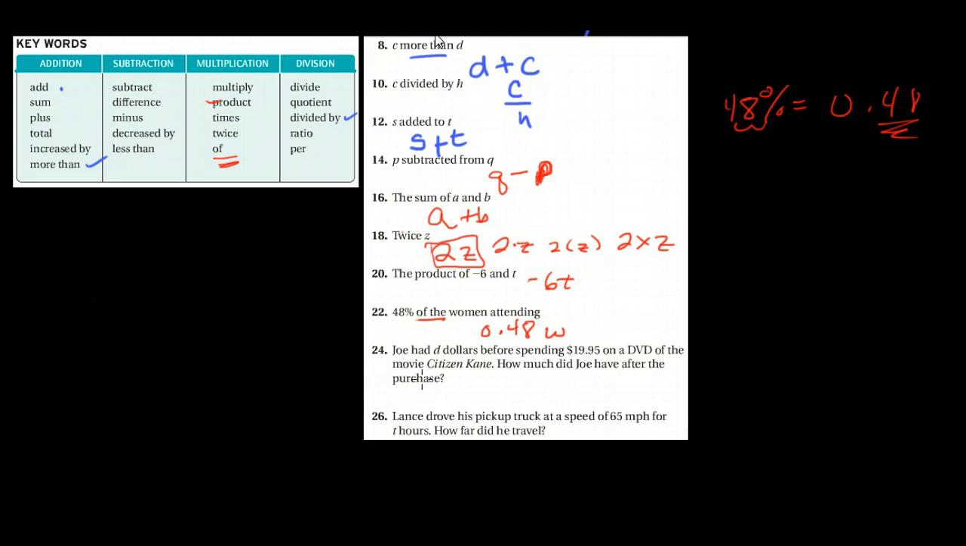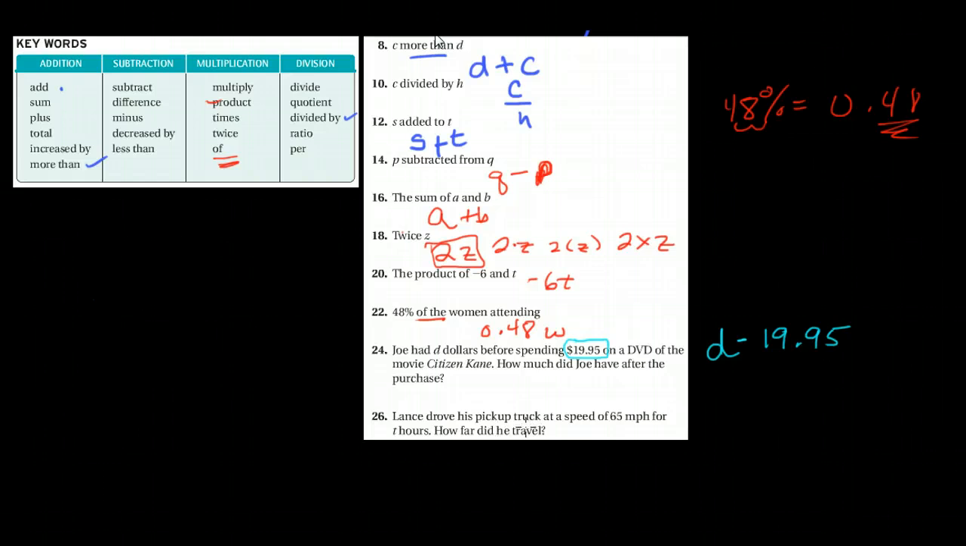Oh, here's an interesting one. Joe had D dollars before spending $19.95 on a DVD of the movie Citizen Kane. How much did Joe have after the purchase? So if he started out with D dollars and he used $19.95 of it on the DVD, then we actually took away $19.95. He spent that money. It's gone. And that's the algebraic expression there.